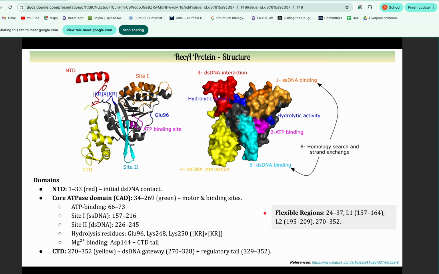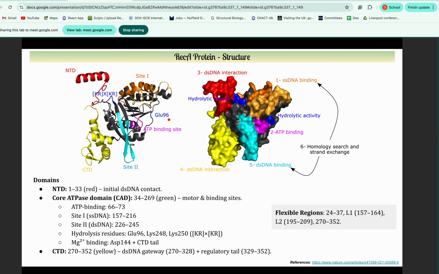Okay, so now this is the molecular structure of RecA protein, how it looks. This is the ribbon representation and this is the surface representation. This RecA protein is very big. It has the N terminal domain towards its N side. Then it has site 1, site 2. One site is the ATP binding site. When the ATP binds, then this protein gets activated and it will further call other RecA proteins to assemble on the single stranded DNA.